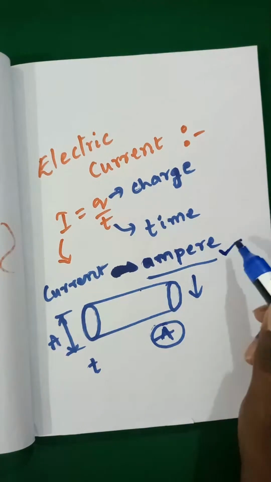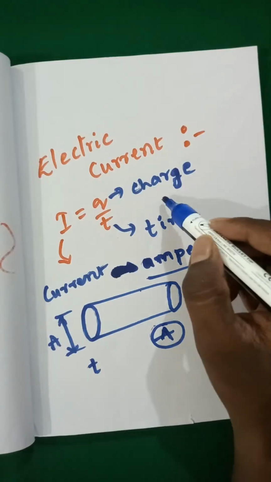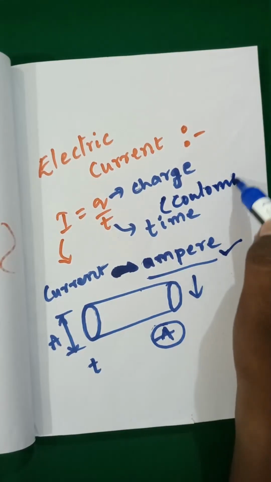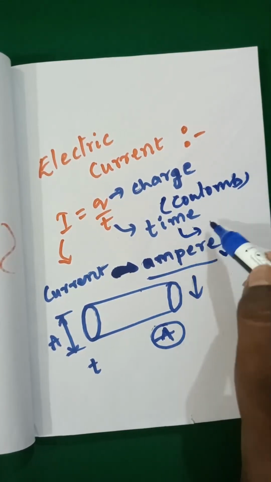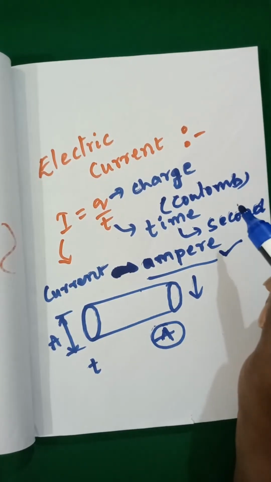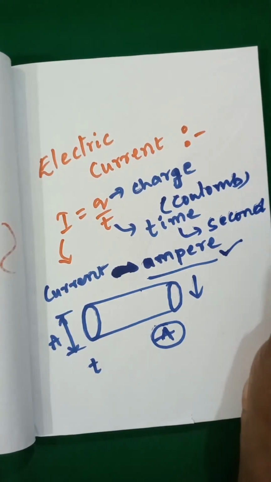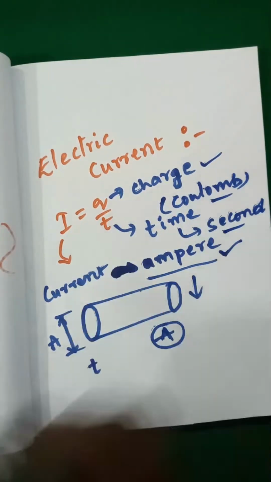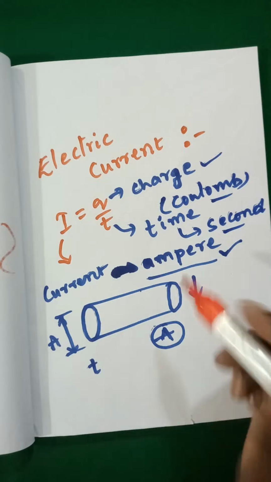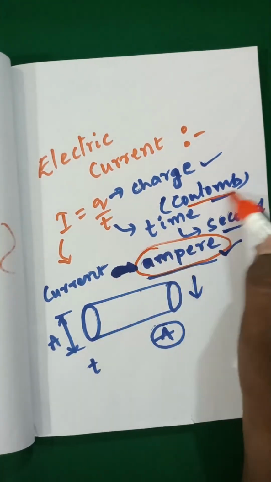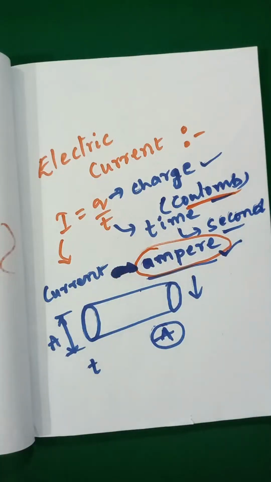So this is about the current, ampere, and the SI unit of charge is coulomb. The SI unit of time is second. So charge is coulomb and time is second. Here, ampere is the correct one, and coulomb is the correct one for charge.